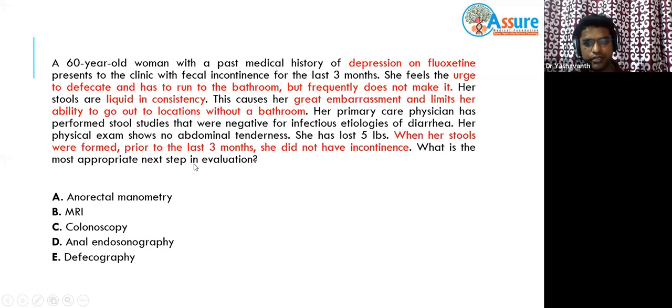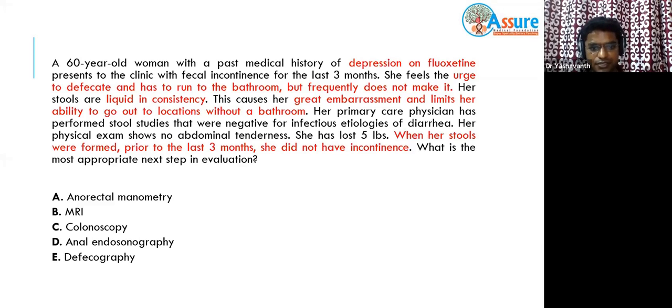So this is a question for you. Try to make an attempt. A 60-year-old woman with past history of depression on fluoxetine presents to your clinic with fecal incontinence. She feels the urge to defecate, has to run to the bathroom, but frequently does not make it. Her stools are liquid in consistency, causing her great embarrassment and limiting her outings. Her primary care physician performed stool studies, which were negative.